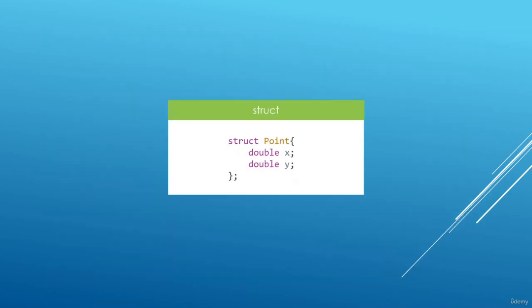After that, we learned about struct. We saw that they are very similar to the class keyword, the only difference being that with struct, members are going to be public by default, and with the class keyword, members are going to be private by default.